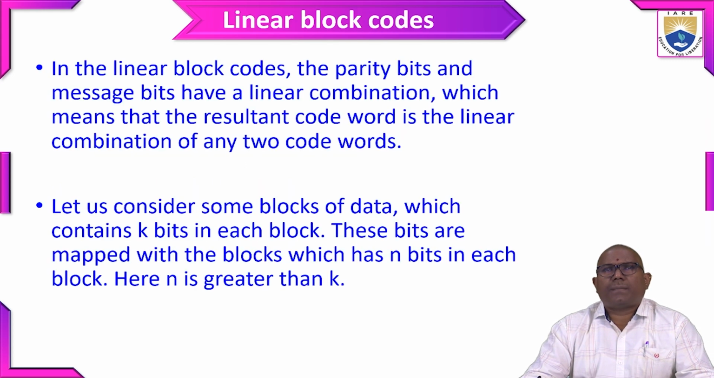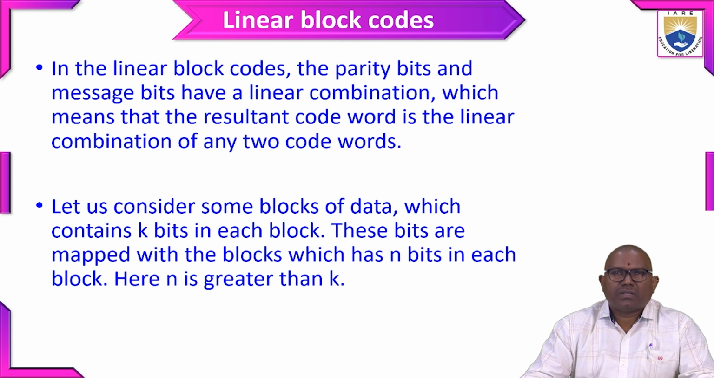And now we move on to block codes. In linear block codes, the parity bits and message bits have a linear combination, which means that the resultant code word is a linear combination of any two code words. So that is a block code.